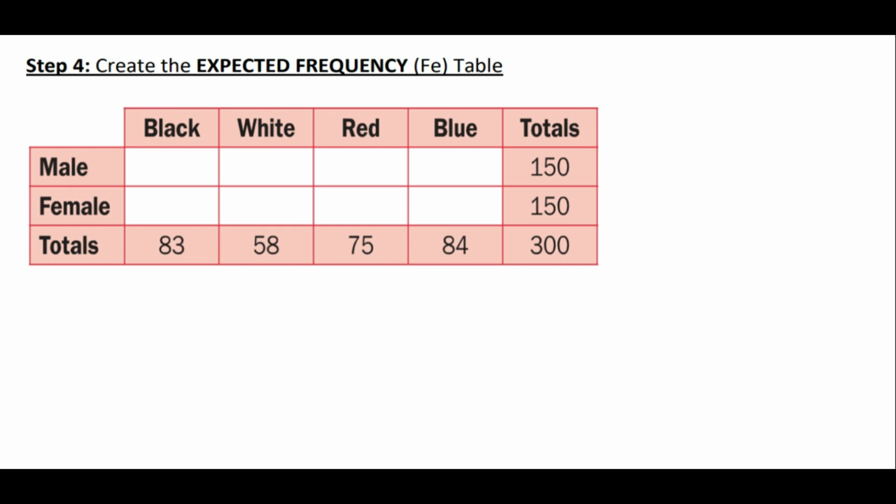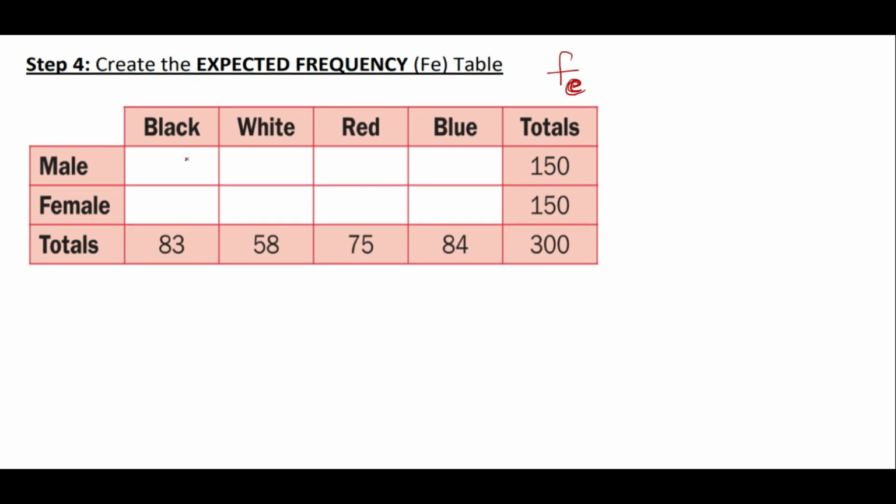Now it's time to create the expected frequency table, and here we denote the expected frequency with the letter FE, E for expected. Now to calculate the expected frequency of the gender male preferring the color black, to complete this cell, the formula that you're going to use is the row total times the column total divided by the total data.